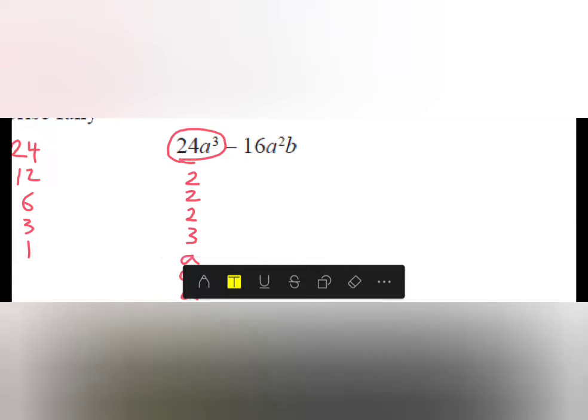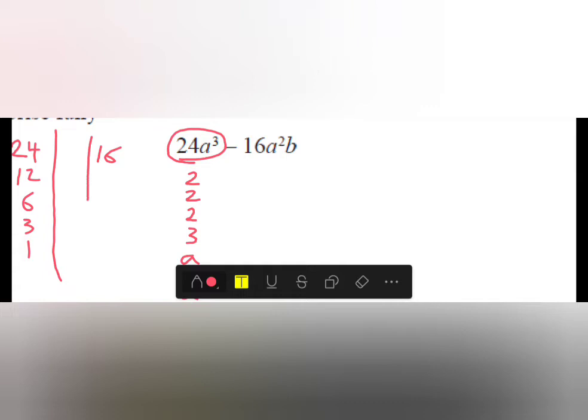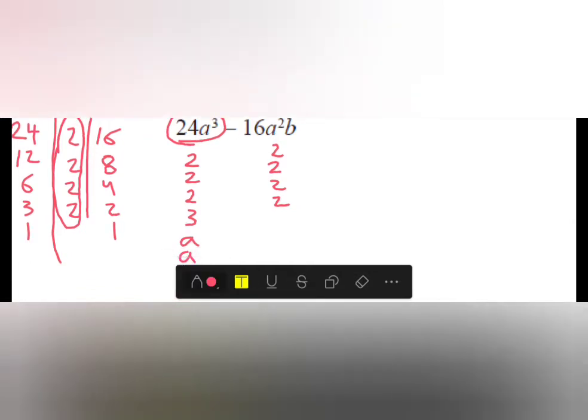Now I do the same with the next part or the next term. So 16, same idea. I'm going to use it here. Okay. So 16 divide by 2, it's 8. And then divide by 2, it's 4. And then by 2, it's 2. By 2, it's 1. So I'm going to take these 2's and write them here. 2, 2, 2, 2. And then I'm going to write the rest of the term, which is a power of 2. So 2 a's, a, a, and then b.